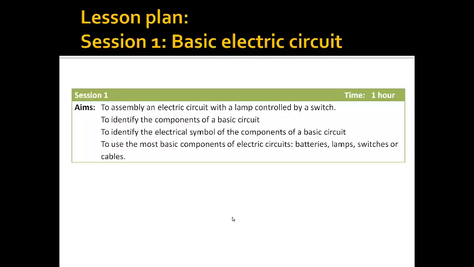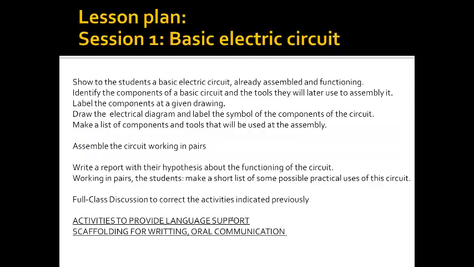Here you find a list of the aims of session number 1. The aims will be to assemble an electric circuit with a lamp controlled by a switch, to identify the components of a basic circuit, to identify the electrical symbol of the components of a basic circuit, and to use the most basic components of electric circuits: batteries, lamps, switches, or cables.